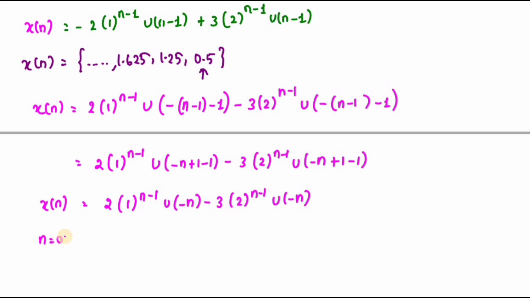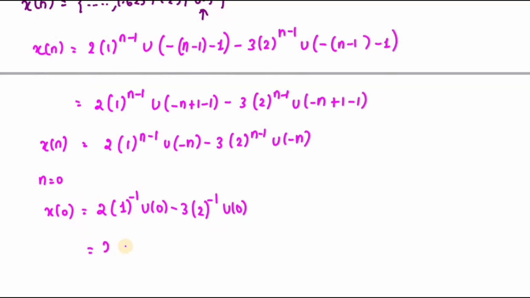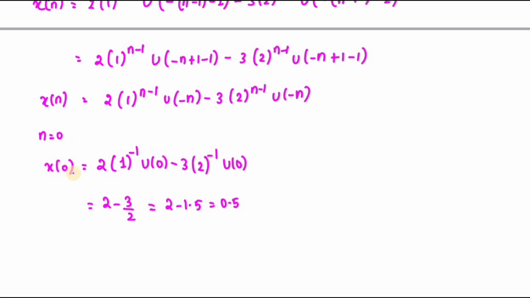So in order to get the x of 0 value, you have to substitute n is equal to 0. If you do, you will get 2 power 1 power minus 1 u of 0 minus 3 into 2 power minus 1 u of 0. U of 0 is 1. So we will get 2 minus 3 divided by 2. That is nothing but 2 minus 1.5. That is 0.5. Okay. Next, if I substitute n is equal to 1, this term will go to 0. So if n is going to the positive value, this will go to 0.